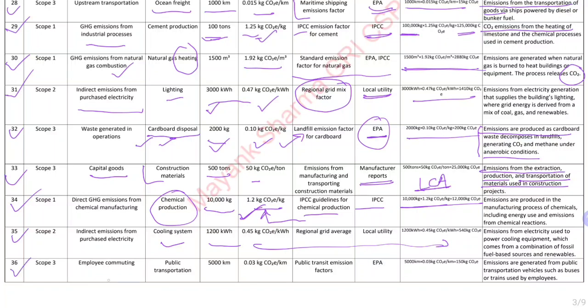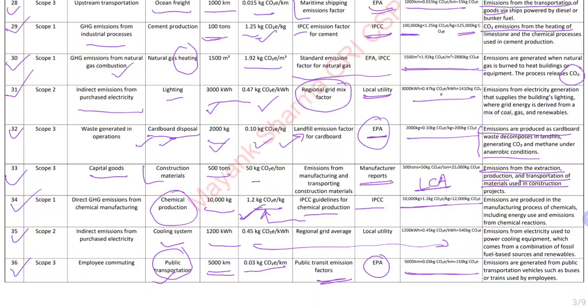The next scope 3 is employee commuting, utilizing public transportation. Previously we discussed the example of car commuting, personal cars. Now we are talking about public transportation. So that's the distance traveled, 5,000 kilometers, emission factor on a per kilometer basis. Public transport emission factors are sourced from the EPA website. This is the calculation for this. Emissions are generated from public transport vehicles such as buses and trains, which are used by employees.